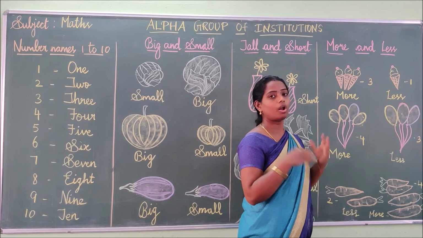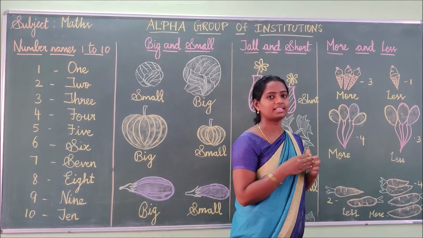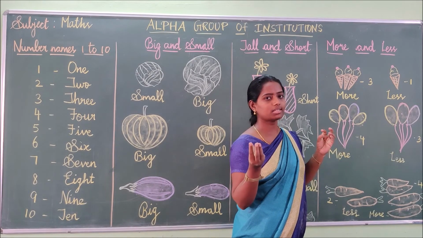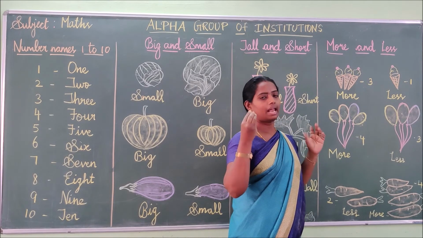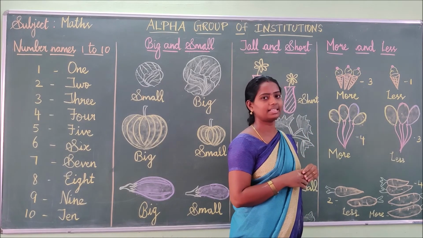If you have a large amount of quantity, you can say it is more, and if it is a less amount of quantity, you can say less. Okay, by counting you can easily identify this.